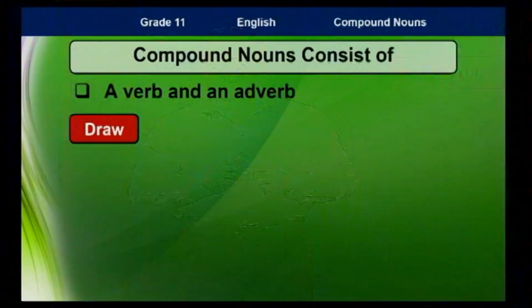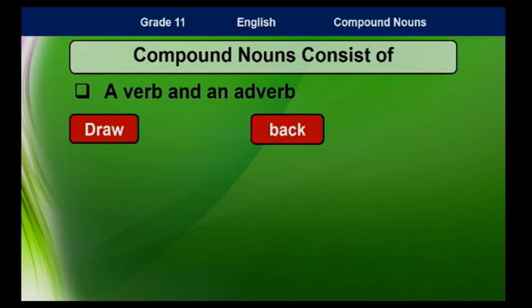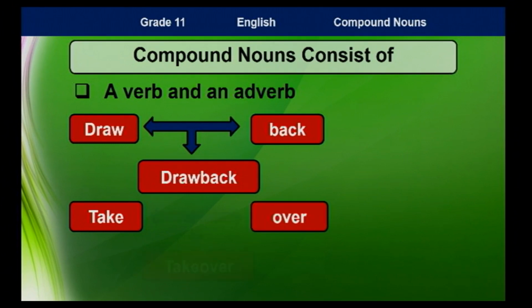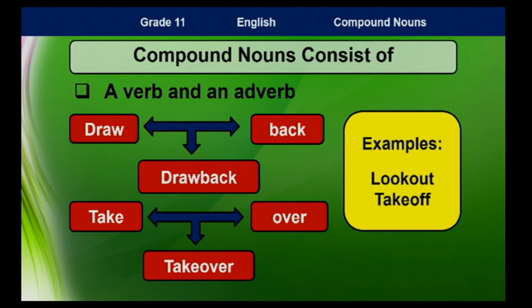Moving to the next slide, here you can add a verb and an adverb together to make a compound noun. Let's see how we can do that. Yes, draw is a verb and back is an adverb. Draw back. Take is a verb, over is an adverb. Take over. Look out, take off, some more examples for this kind.